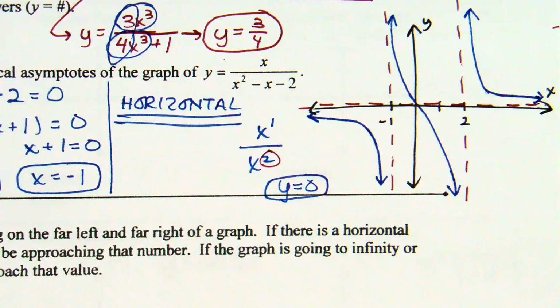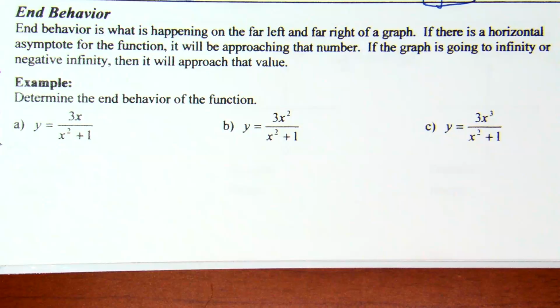Okay, one last topic. End behavior. If you read here, end behavior is what is happening on the far left and far right of a graph. If there is a horizontal asymptote for the function, it will be approaching that number. So when we talk end behavior, I need you to think about your horizontal asymptotes. Because if there is a horizontal asymptote, that's what my end behavior will be approaching. If the graph is going to infinity or negative infinity, then it will approach that value.